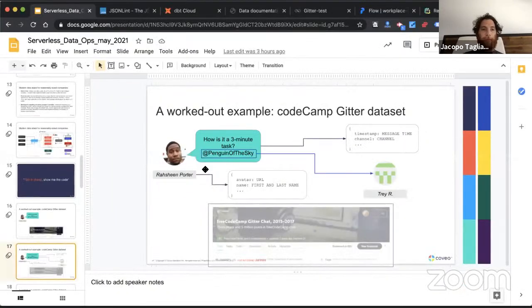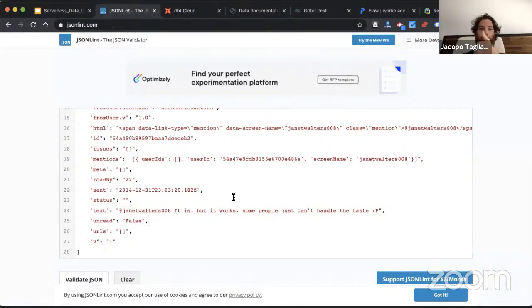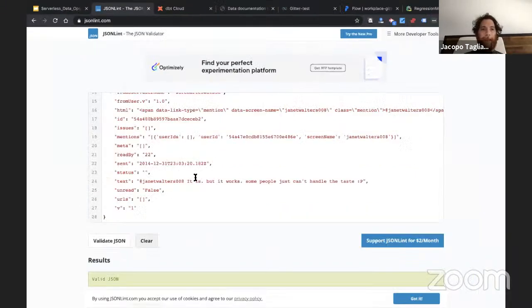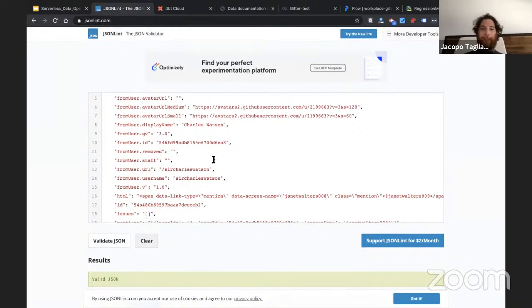So I think you still see my screen. You still see my screen, right? Yeah, all good.